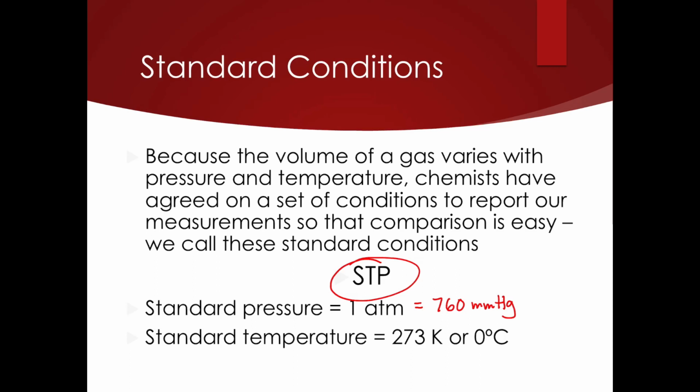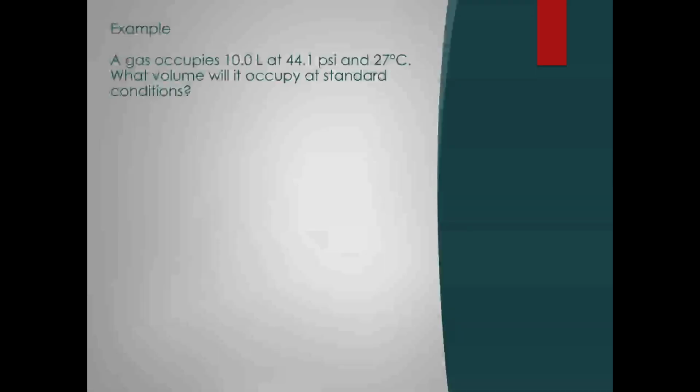Standard temperature is 273 Kelvin, or 0 degrees Celsius, because those mean the same thing. Typically in chemistry, or in gases, we will use 273 Kelvin, because most times we need our temperature in Kelvin. So let's look at a combined gas law problem that uses this standard temperature and pressure. It says a gas occupies 10 liters at 44.1 psi and 27 degrees Celsius. What volume will it occupy at standard conditions?